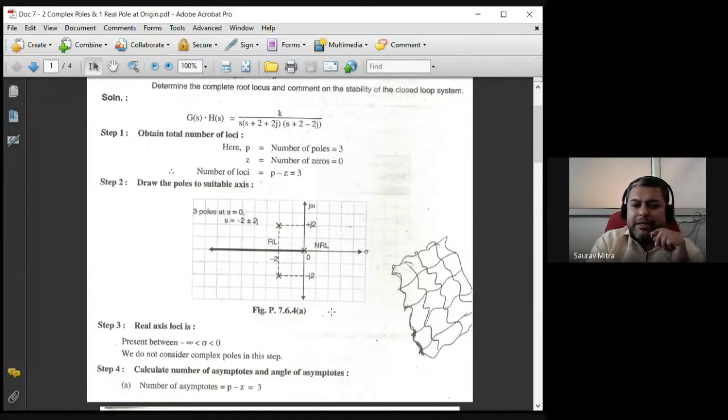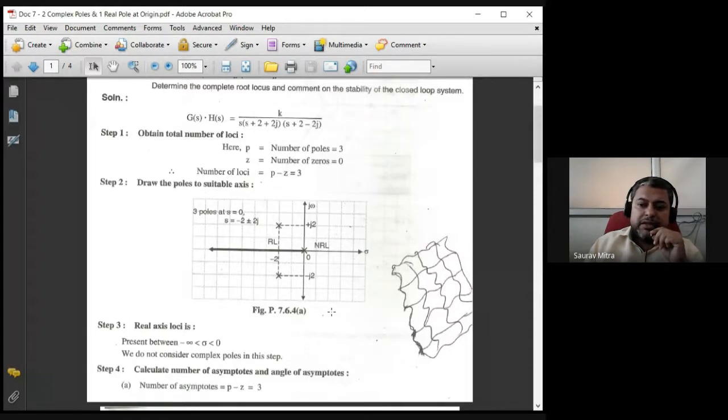Take any point less than minus 2 and look at the right side, you will find poles plus zeros is equal to 3 plus 0 is equal to 3, which is an odd number. Hence, you have found that the whole negative real axis is a part of the root locus. This is the first time we are finding it like this.